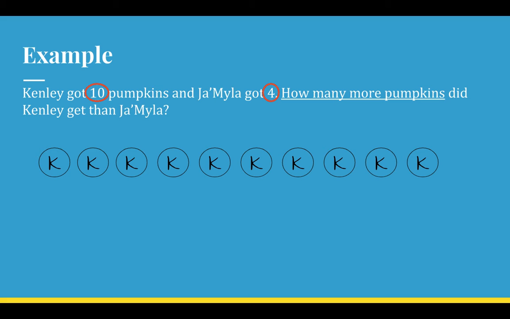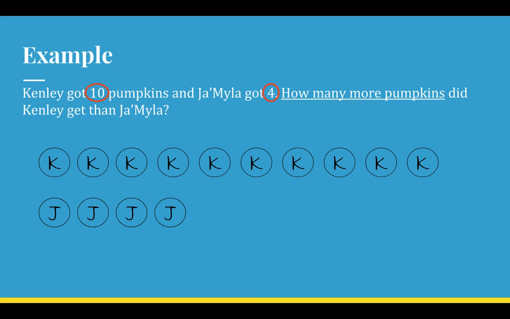Next, I need to think about how many Jamila got, because I want to figure out how many more pumpkins Kenley got. So if I'm going to compare them, I need to see all of them out there. Jamila got 4, so I'm going to draw 4 circles with a J for Jamila. 1, 2, 3, 4. Now that we have everybody's pumpkins out there, if I'm comparing and drawing a picture, I'm going to see which ones match up and have a buddy or a partner. The leftover ones that don't match up are how many more pumpkins Kenley had.